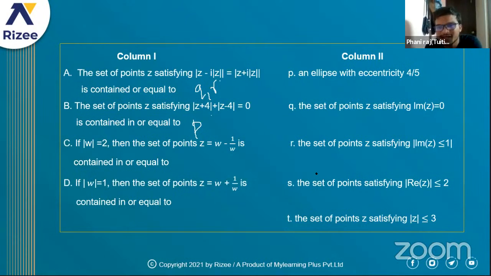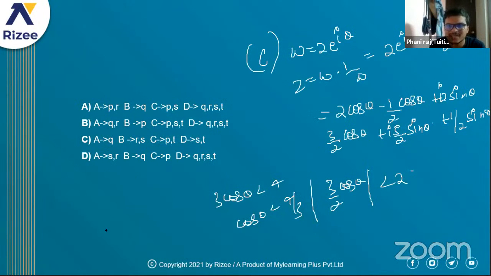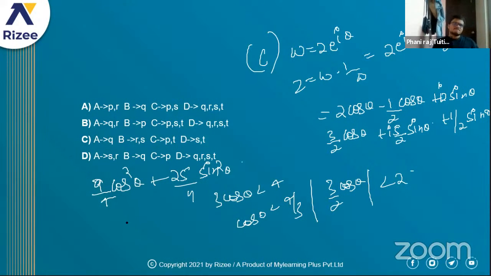Set of all points satisfying mod z less than 3. Mod z less than 3 means what? What is the modulus of this thing? It should be less than 9 when you square it: 9 by 4 cos square theta plus 25 by 4 sine square theta. By Cauchy's inequality, this is less than or equal to 34 by 4, and this should be less than 9. That means this should be less than 36.